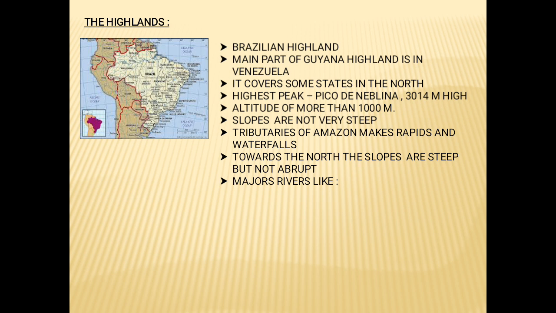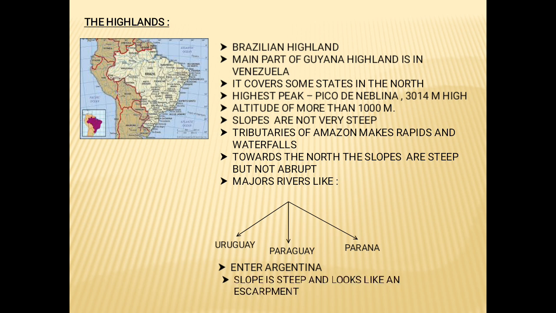The major rivers like Uruguay, Paraguay, and Paraná are from the southern slopes, and it also enters Argentina. Its slope in the east is steep and it appears very much like an escarpment.